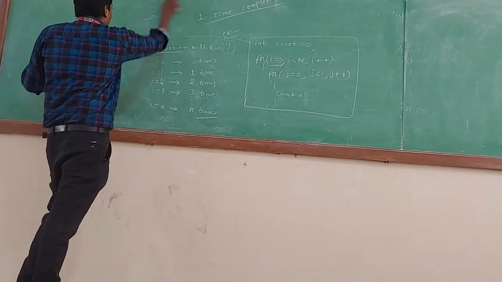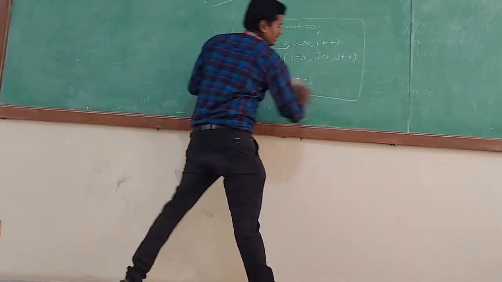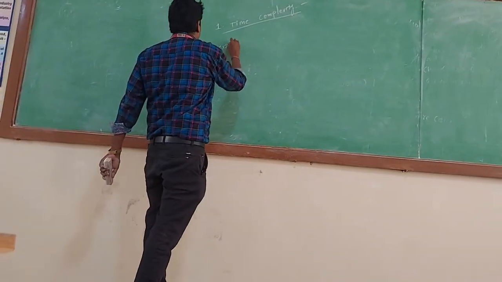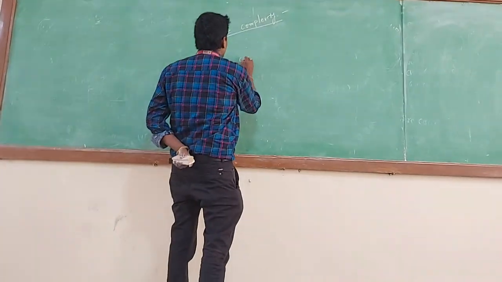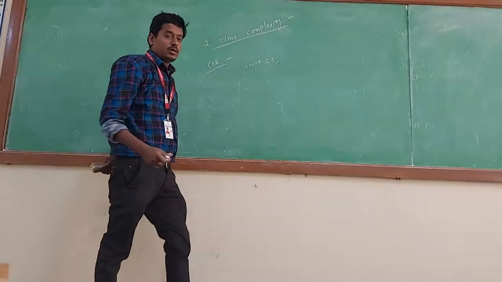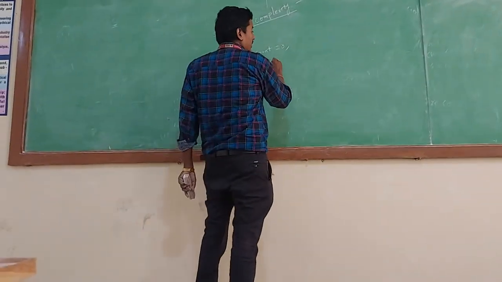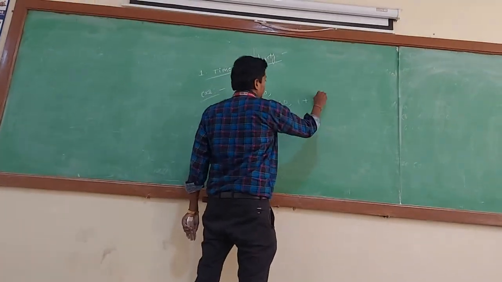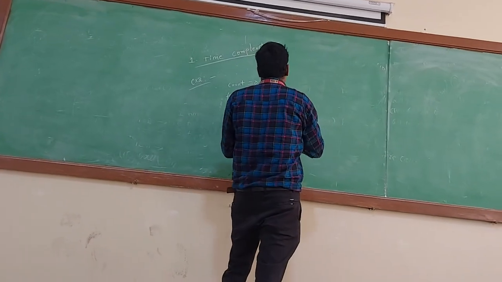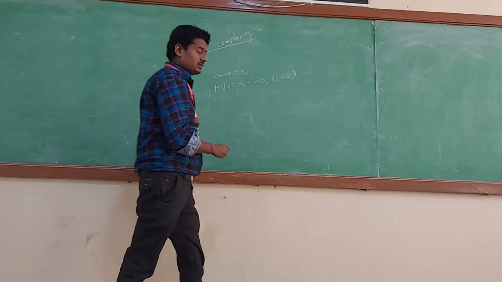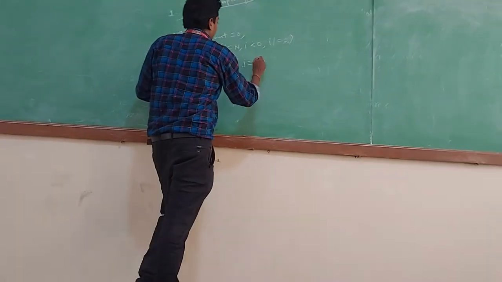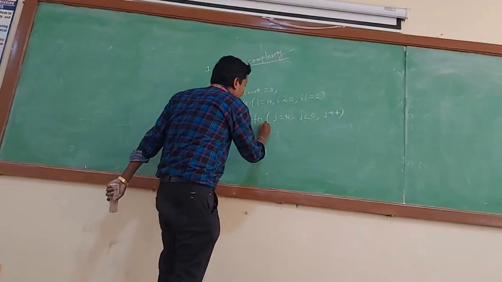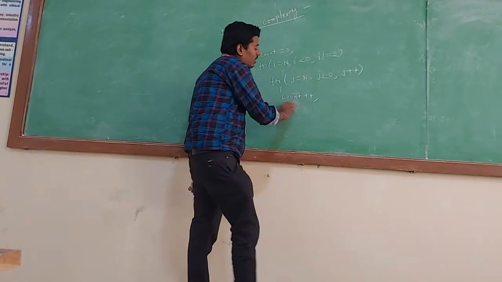Now for a better understanding of this, let us see the next example here. So count is equal to 0. For i = n; i > 0; i = i/2, for j = n; j > 0; j++. And now here there is a count++.